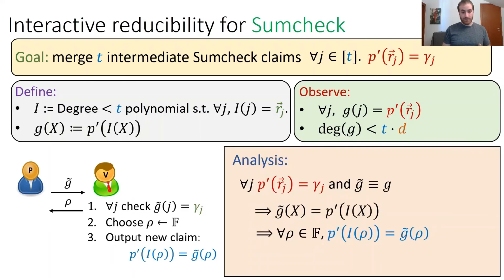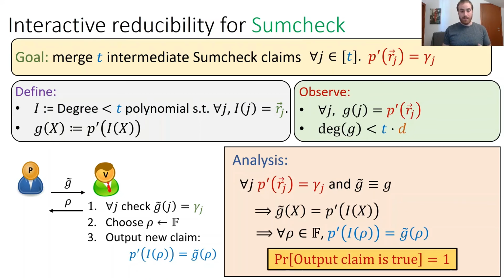First of all, if all of the claims are correct, that is, for every j, p prime of r sub j is equal to gamma sub j, and g tilde is equal to g, then simply by opening up the definitions, we have that for every field element rho, p prime of I of rho is equal to g tilde of rho. And this means that if all of the claims are true, then the claim output by the verifier is true with probability 1.